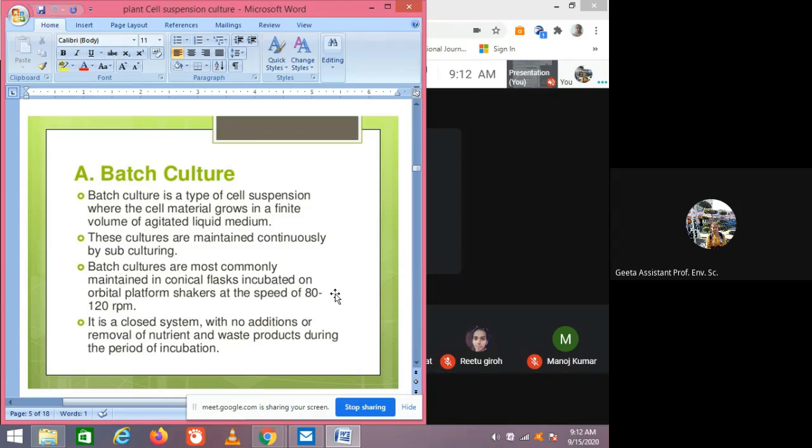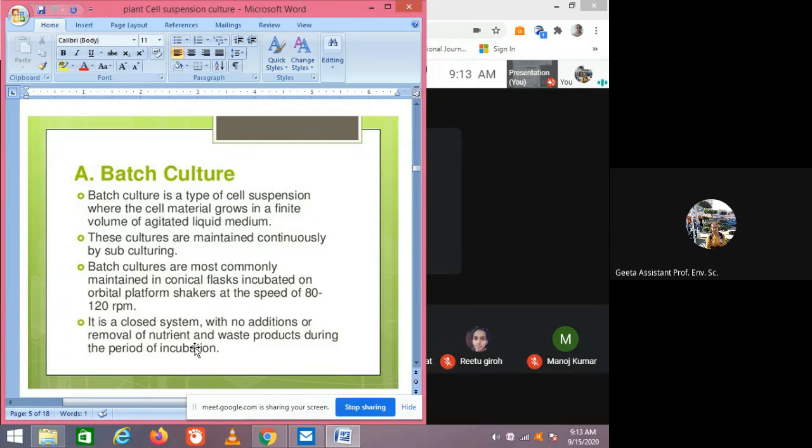Batch means you take a particular cell suspension in a flask, and the culture is maintained continuously by subculturing. Here is a process of only subculturing. You can transfer into another fresh media, but it will remain in batch mode. It is maintained in a conical flask, incubated on an orbital shaker with a speed of 80 to 120 rpm. It is a closed system, meaning after the completion of one batch, you can transfer the whole culture into fresh media.